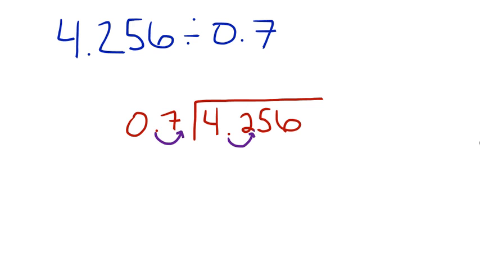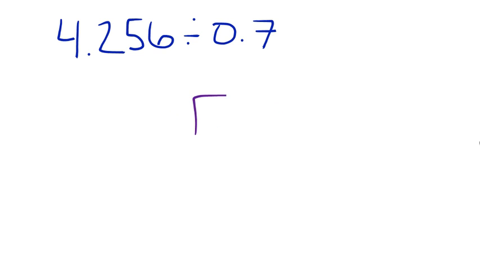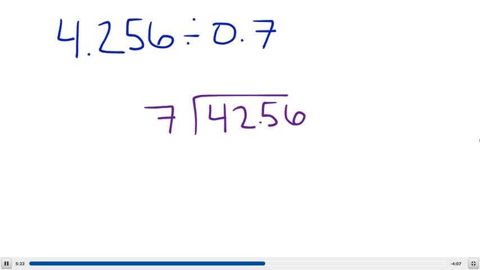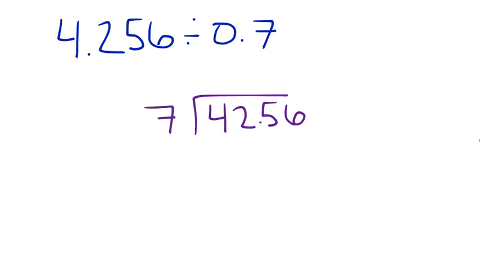So I'm going to go ahead and rewrite that. Okay, so we're having 7 divided into 42.56, just to clean it up a little bit, right? So then you just divide. 7 into 42 goes 6 times.